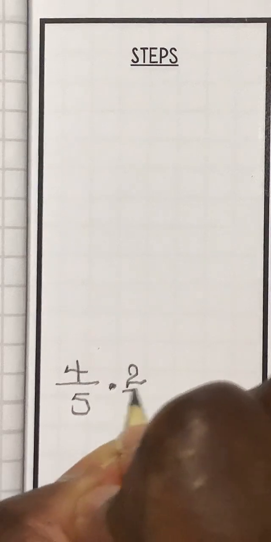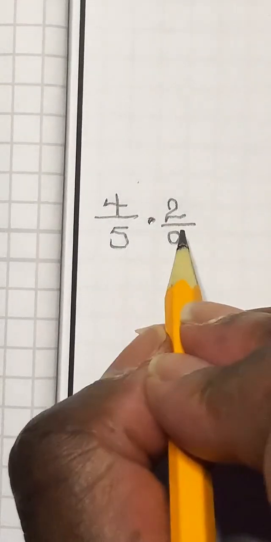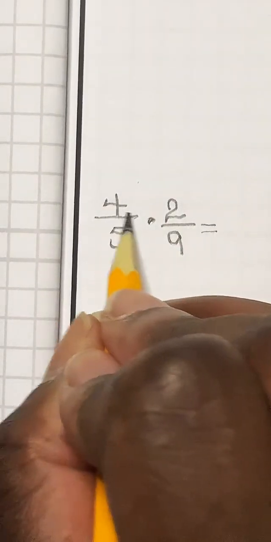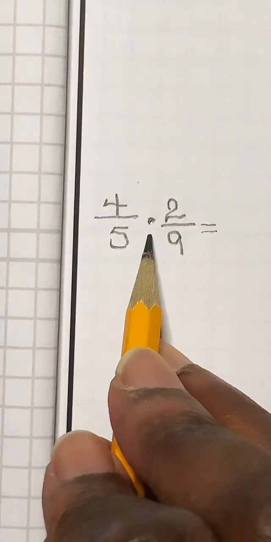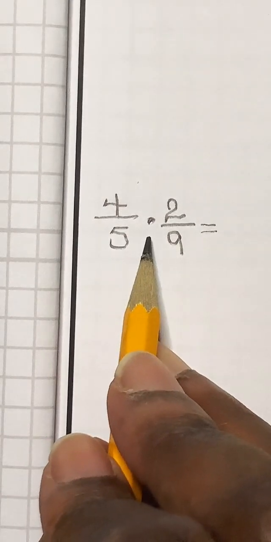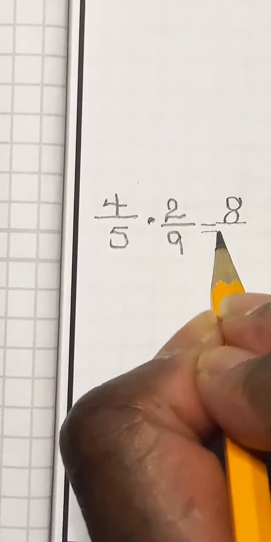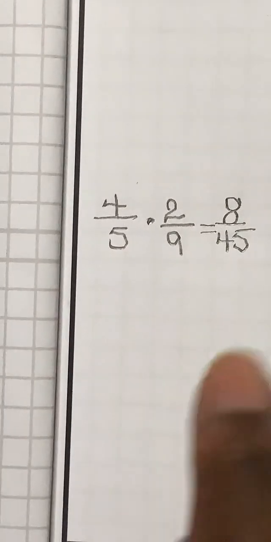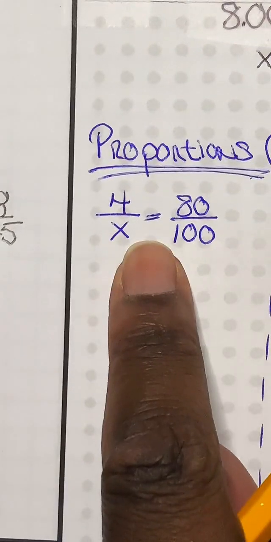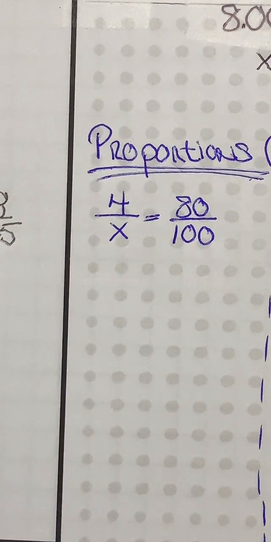So if I said 4/5 times 2/9, this you're just multiplying straight across. When there is a multiplication symbol in between the two fractions or the two ratios, you're multiplying straight across. So this will give me my 8, and this will give me my 45ths. But when there's an equal sign, that's when you're cross multiplying. Okay, do we see the difference?